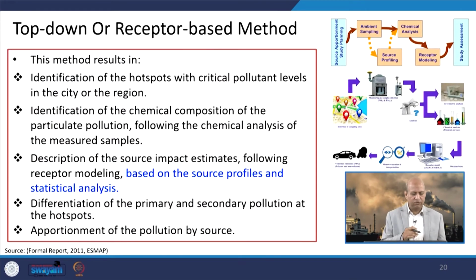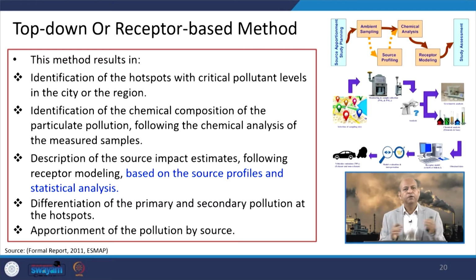So, we will see in this top down approach basically we need to first of all identify the hot spots of the pollution sources and the levels, as we do mapping through air quality monitoring and identification of the sources. Then we go for identification of chemical compositions of different particulate pollution. Chemical analysis is to be done after you collect the particulate matter, in the laboratory. So, you know how much heavy metal is present in that particulate matter or which kinds of different pollutants are present there. Then we describe based on the source profile, and the statistical analysis we have to do.